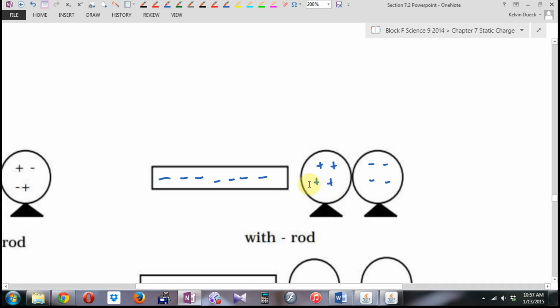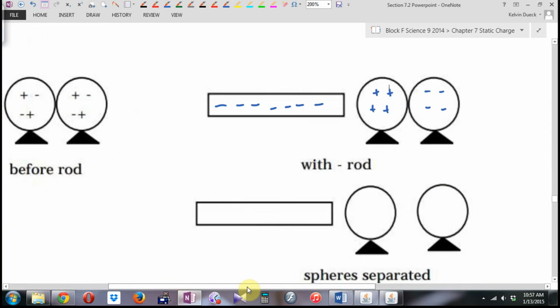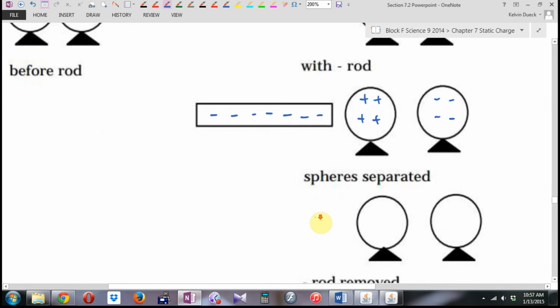However, keeping this rod here, I'm going to slide this sphere to the right. I'm going to touch the bottom and slide it apart. The positives would stay there. The negatives would stay there. You see that okay? And then if I remove the rod out of the picture, I end up with this.